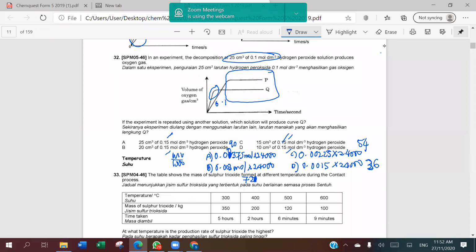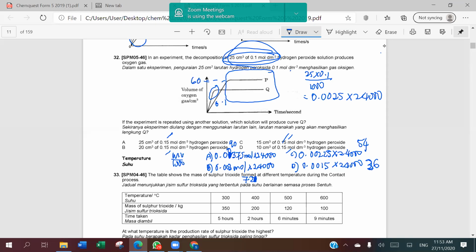Now what I want to do is ask you to go to this question here, 25 times 0.1, where the teacher is circling. This is for P. You go and find out for P. 25 times 0.1 over 1000. What is my number of moles? 0.0025. Okay, now times 24,000. 60. Okay, so I know that my P is 60.